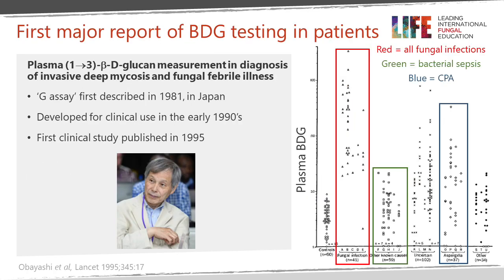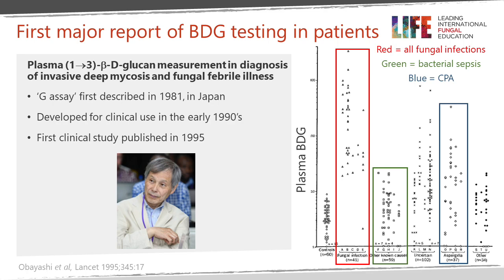The first research into this area was in Japan in the early 1980s. The development of the first assays for clinical use was in the early 1990s, and the first major clinical study was published by Dr. Obayashi in the Lancet in 1995.